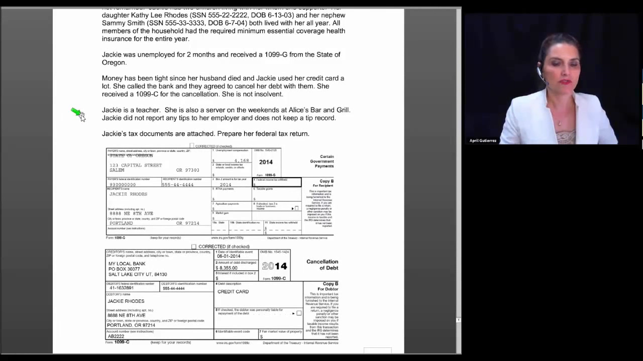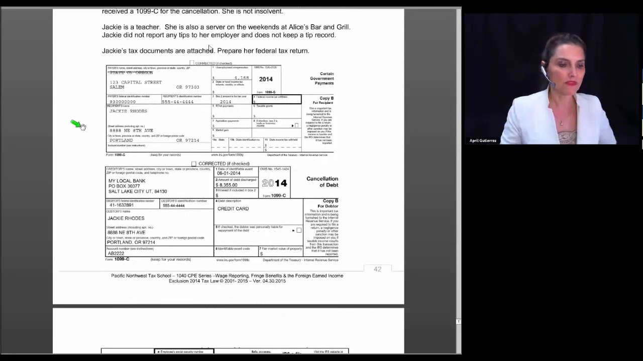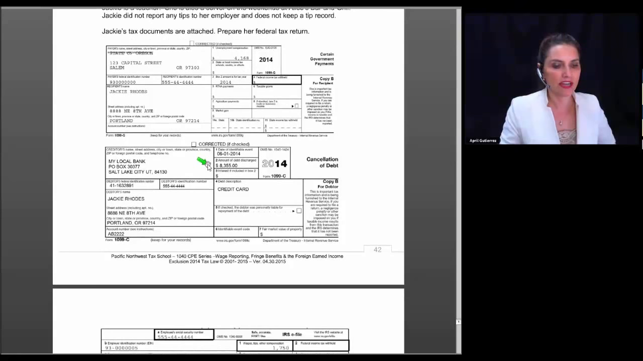She is also a server on the weekends at Alice's Bar and Grill. She did not report any tips to her employer and did not keep a tip record. Her tax documents are attached to prepare her federal return. So here we have unemployment compensation totaling $41.68, and we also have discharged debt in the amount of $83.55.